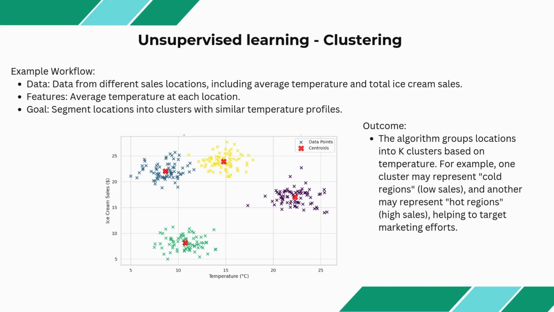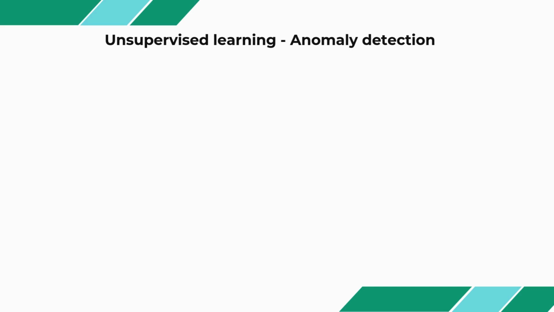For example, one cluster may represent a cold region, wherein sales are expected to be low, and another may represent a hot region, wherein sales are expected to be high. And this will help to target marketing efforts and predict the sales outcome. That's it in clustering. Let's move to the other aspect of unsupervised learning, which is anomaly detection.